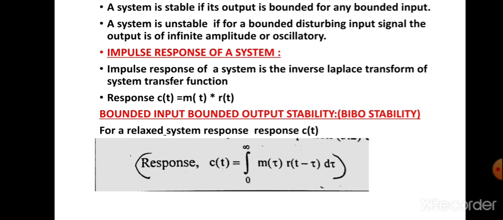For the relaxed system, the response C of t is m of t convolved with R of t. So for the relaxed system, the response C of t is obtained by the integral from 0 to infinity of m of tau into R of t minus tau d tau. This equation is the convolution equation. Basically we take the convolution from minus infinity to plus infinity, but here we are considering the impulse response corresponding to the relaxed system, so we take the integration from 0 to infinity. This is the response equation for a relaxed system.